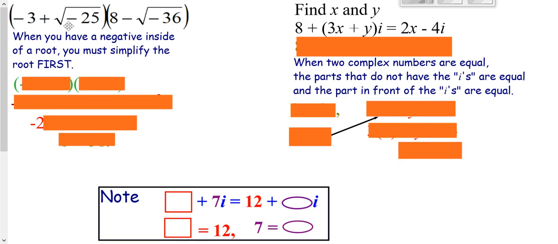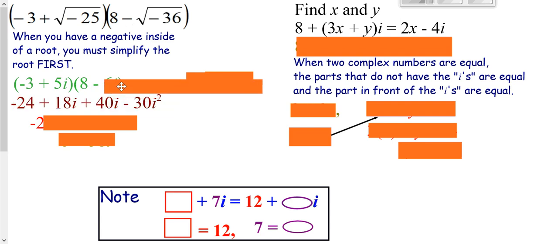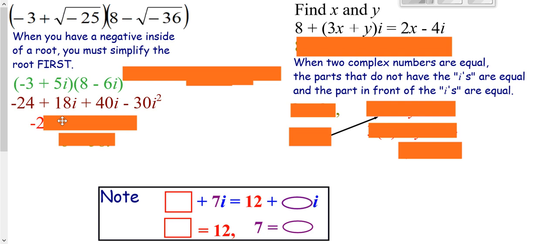Now, when you have a negative in a root, you must first simplify that root and get the negative out of the root before you deal with it. So here, this is a negative 1 times 25, so that's really a 5i there after your minus 3. Here, this is a negative 1 times a 36, so you take the square root of both. That's really a 6i after your 8. So then all you have to do is FOIL. Combine together your like terms in the middle. Remember that your i squared at the end times your negative 30 is plus 30. Combine together your like terms.